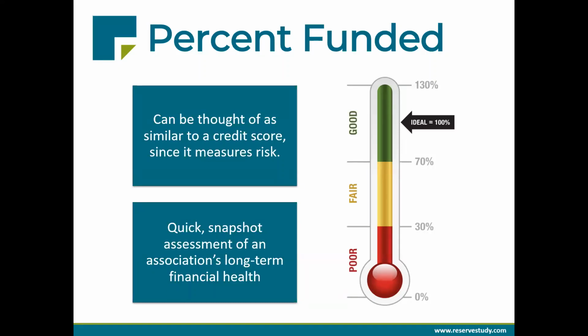We consider anything between 0 and 30% funded to be a weak position. So in that range, associations will have a much higher likelihood of special assessments and other cash flow problems. When you get above 30% funded, now you're in a fair range where the risk is more moderate, right? It's not an emergency anymore, but there's still room for improvement. Where you really want to be as a community is above 70% funded. That is where we have seen the very lowest risks of those types of financial problems occurring.